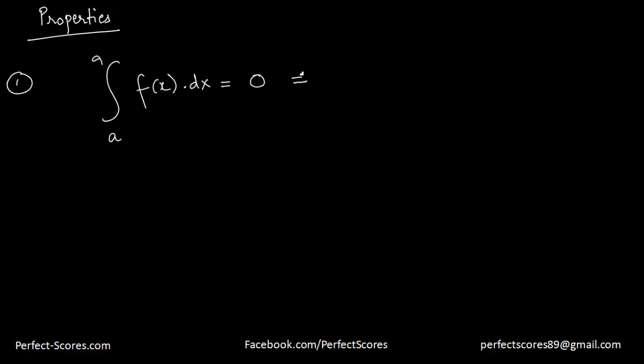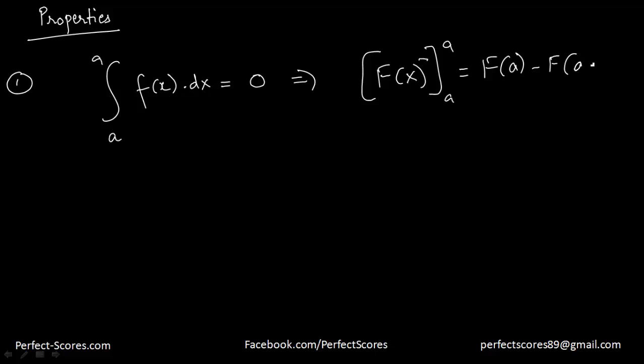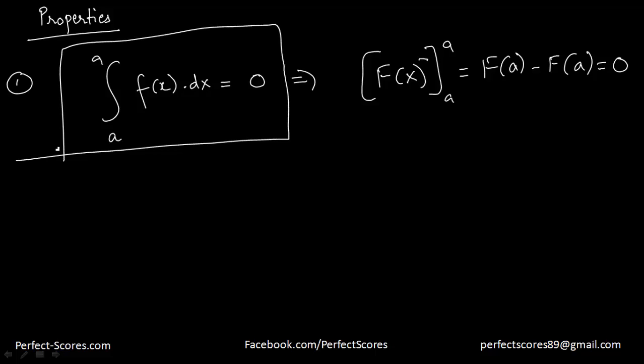So the first property is that the integral from a to a of any function is actually equal to 0, because what you're going to have here is f of x from a to a, which will come down to f of a minus f of a, which is always going to be equal to 0. So that means this is the first property: the integral from a to a is equal to 0.